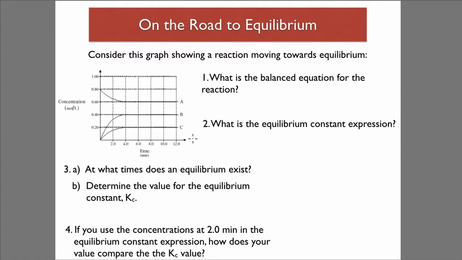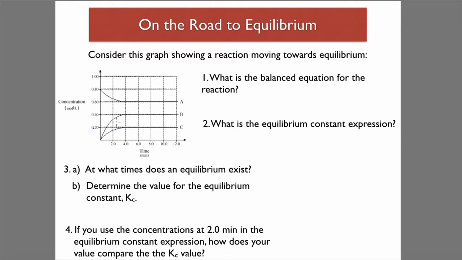On the road to equilibrium. Have a look at this graph showing a reaction moving towards equilibrium. You can see we've got the reactants here, 0.8 moles per litre reacting, and then it settles at 0.6, and we've got two products. We've got B, which after 4 minutes settles at 0.4 moles per litre, and C, which after 4 minutes seems to settle at about 0.2.